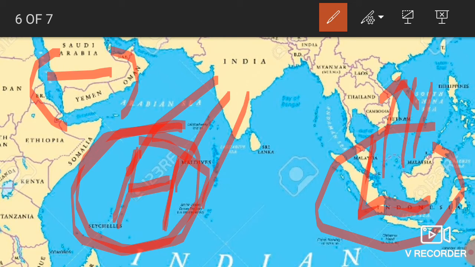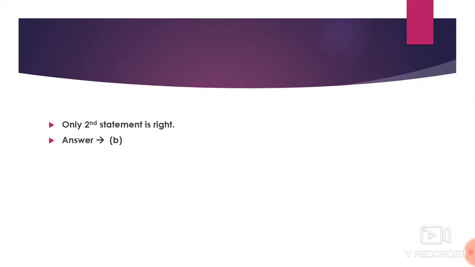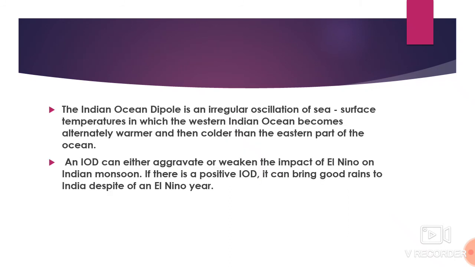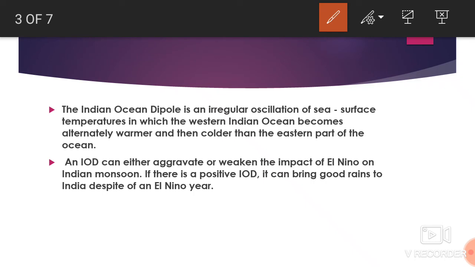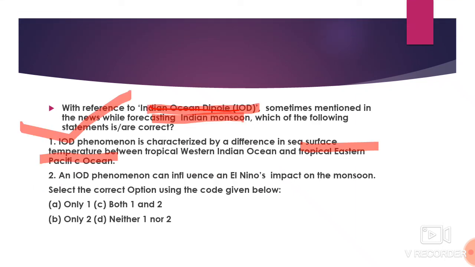So we have covered the effect of the development of low pressure and high pressure systems. This is the way by which the Indian Ocean Dipole system works. So our answer is that only the second statement is correct, because the Indian Ocean Dipole can affect the monsoon positively or negatively. We can verify from this statement also: the Indian Ocean Dipole can aggravate or weaken. It means it can make the southwest monsoon stronger, or it may get weakened. So the Indian Ocean Dipole has a direct bearing on the Indian monsoon. So our answer is only statement 2. It means B is our answer.